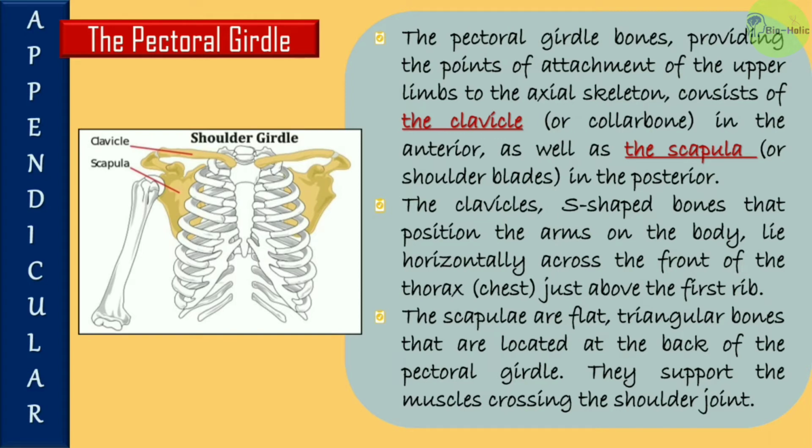The clavicles are S-shaped bones that position the arms on the body and lie horizontally across the front of the thorax just above the first rib, and the scapulae are flat, triangular bones that are located at the back of the pectoral girdle and they support the muscles crossing the shoulder joint.